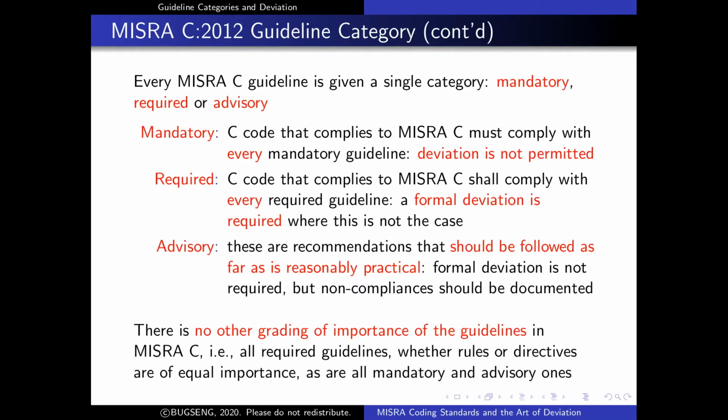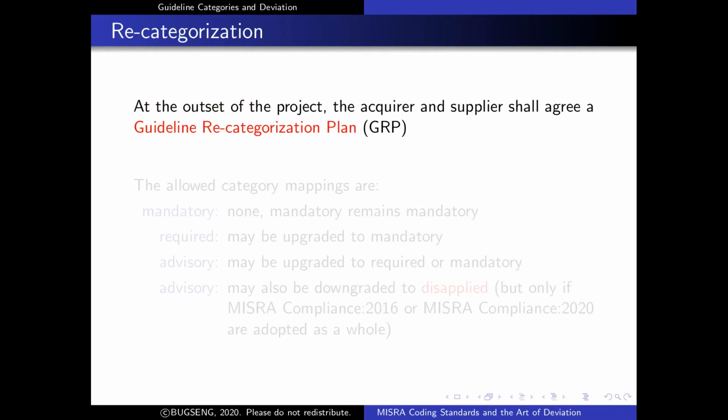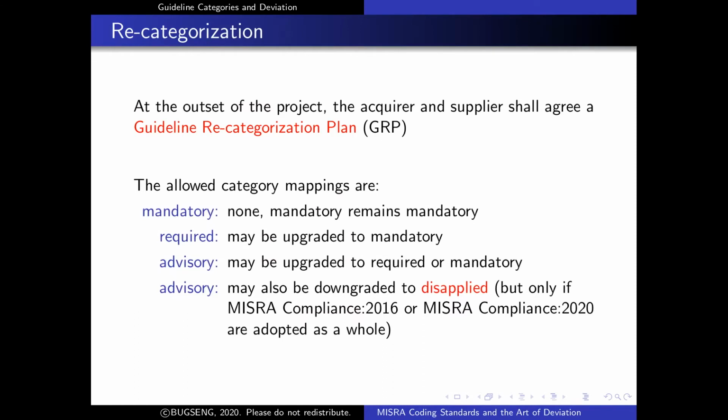There is no other grading of importance of the guidelines in MISRA C. So all the required guidelines, independently from whether they are rules or directives, are of equal importance, and the same for the mandatory and the advisory ones. It is possible, by applying MISRA Compliance 2020, to recategorize the guidelines. At the beginning of the project, typically the acquirer and the supplier agree on a guideline recategorization plan. Mandatory can only remain mandatory. You cannot recategorize them, in fact. Required may be upgraded to mandatory. Advisory may be upgraded to required or mandatory.